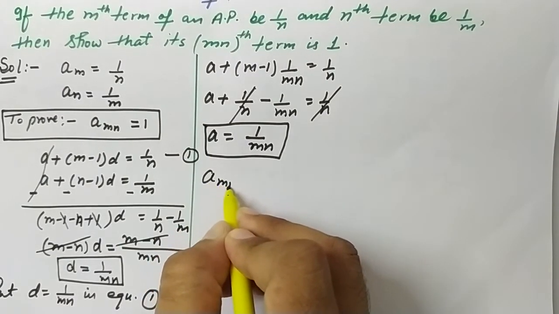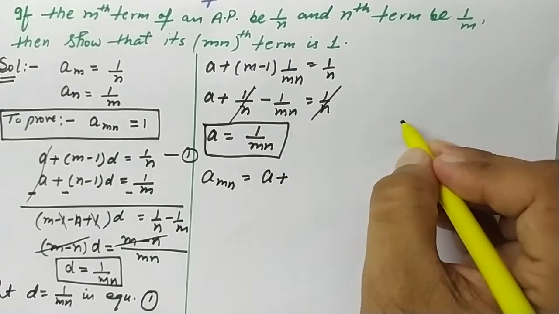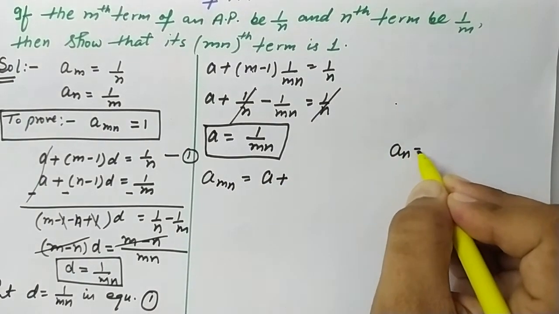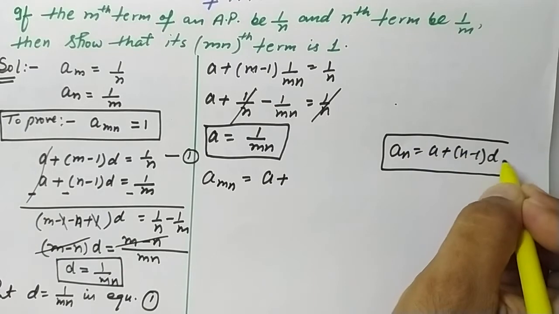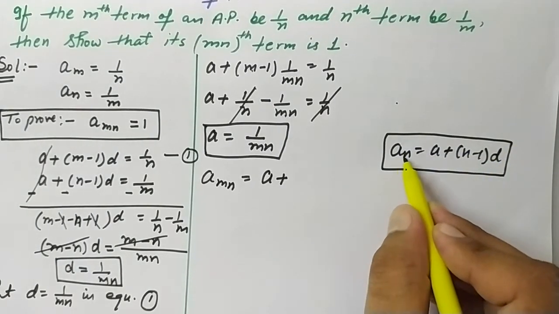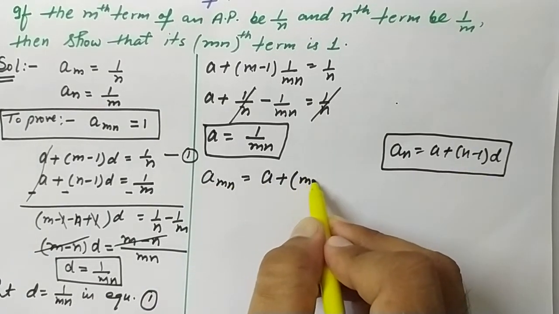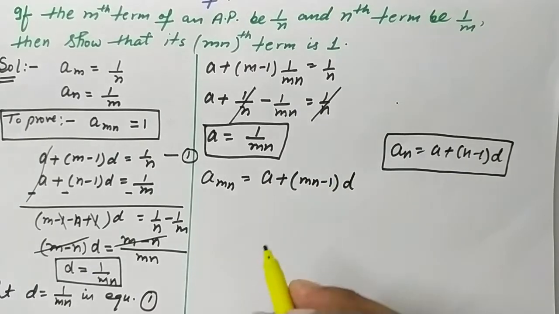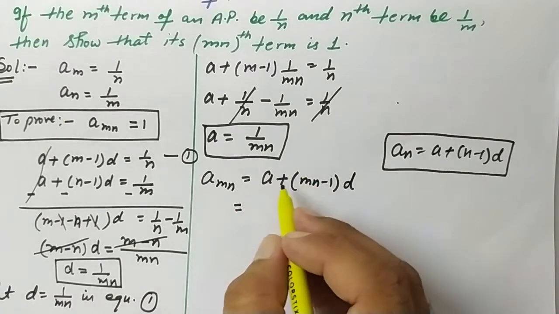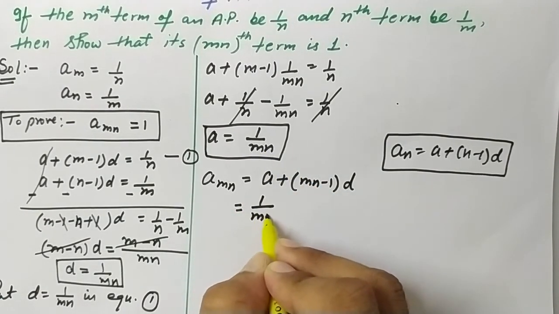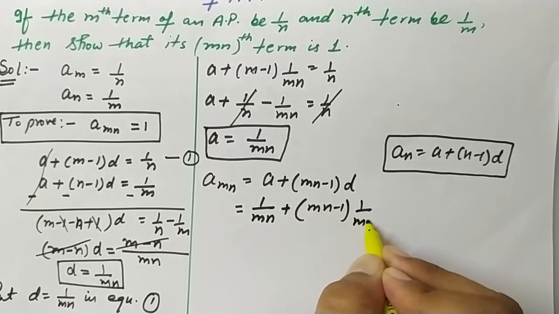So a mn, the formula for a mn will be a plus, right? You have this formula right here. An is a plus n minus 1 d. This is the general term, this is to find the general term of an AP. So an is this. So a mn is a plus mn minus 1 into d. Now we'll fill the value of a and d and we'll get the value of a mn. Let's see what will be there. So the value of a is here 1 over mn plus mn minus 1 into value of d is 1 over mn.